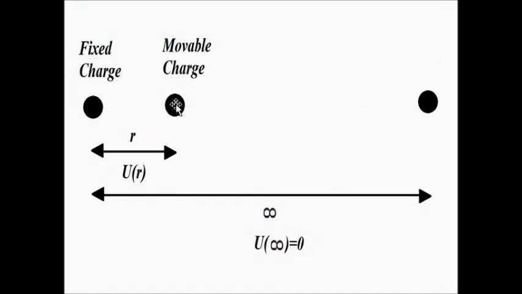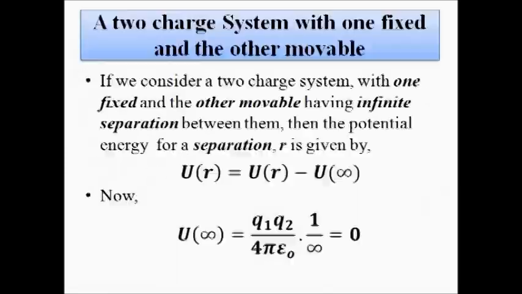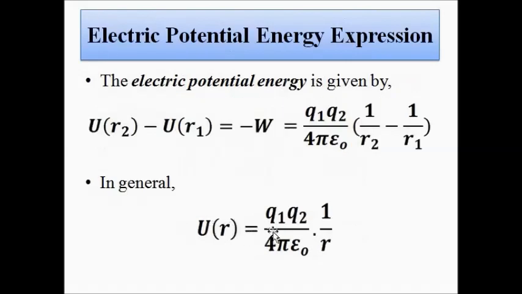Here again we have a fixed charge and a movable charge, but the only difference is that the movable charge can move up to infinity. It means the separation between the two charges can go up to infinity, a large separation. So for that system, for a general finite separation r between the two charges, the expression is given by Ur equal to q1 q2 by 4 pi epsilon 0 into 1 by r. This is the important expression for electric potential energy.